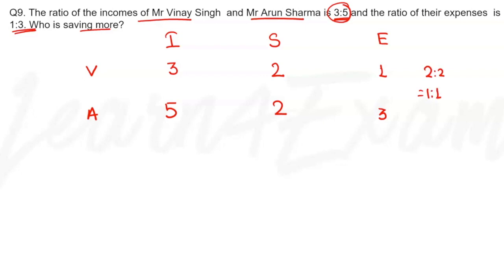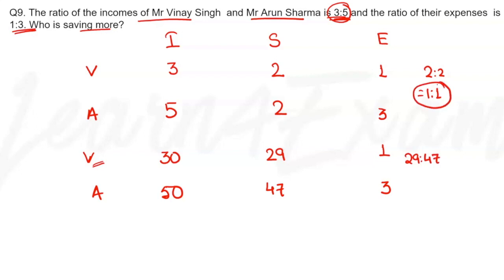Now what if we take the income to be 30 and 50 for V and A, and let's keep the expense same, that is 1 and 3, right? Now for Mr. Vijay, he saves 29 rupees, while Mr. Arun saves 47. So now the ratio of savings is 29:47.